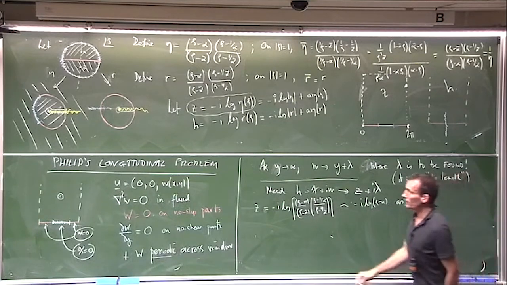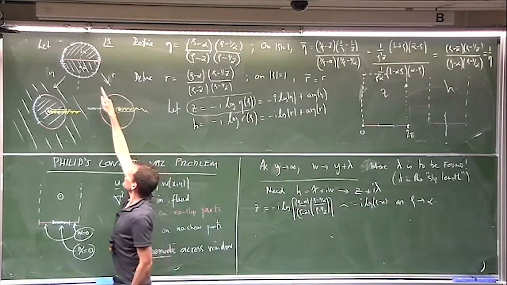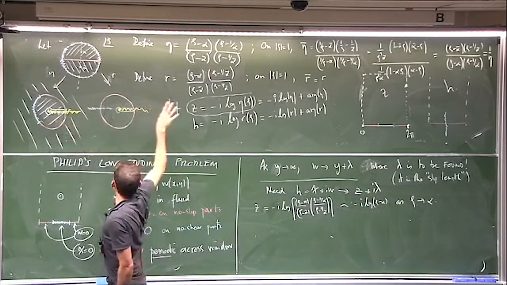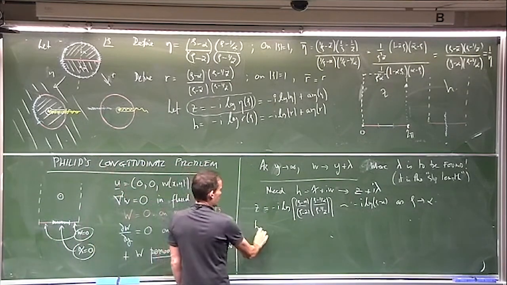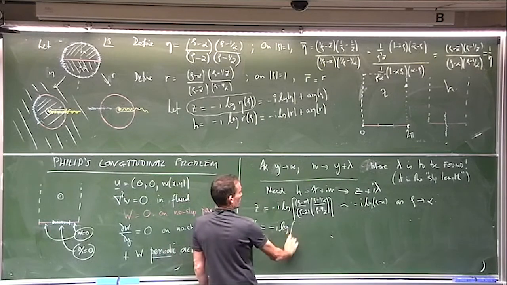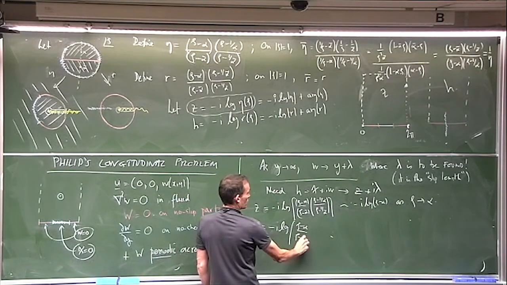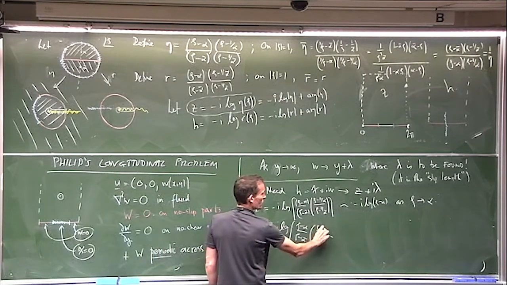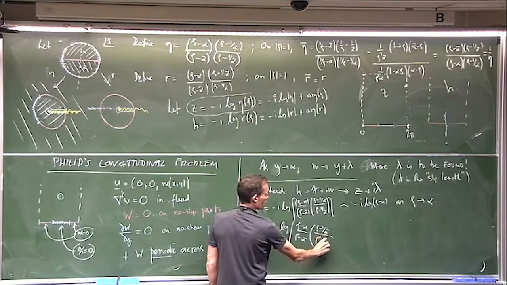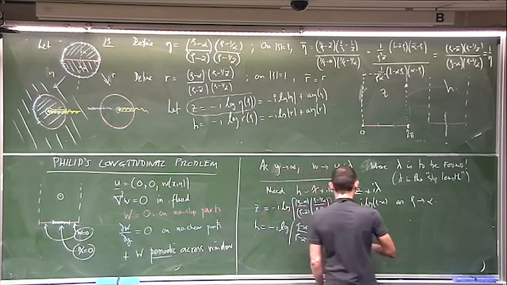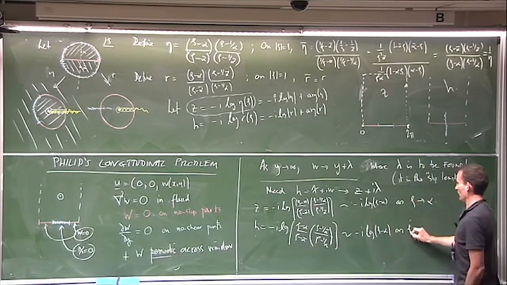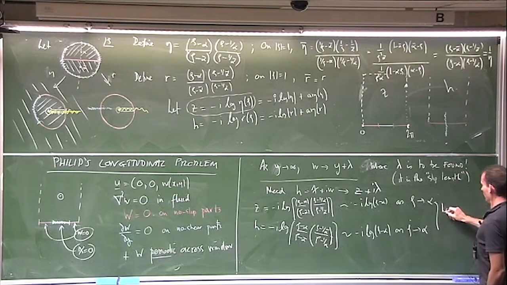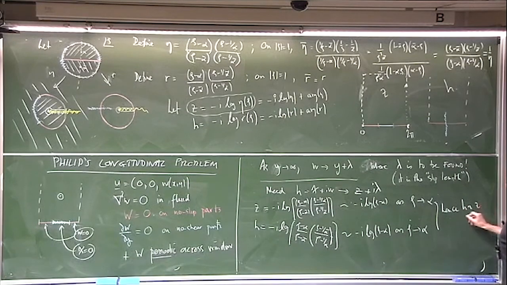And remember, alpha is the thing that goes to the origin, which goes to infinity. And H is minus i log zeta minus alpha over zeta minus alpha bar. The only thing that changes is this term. You swap it over. And then also, hence H goes like z as z tends to infinity.